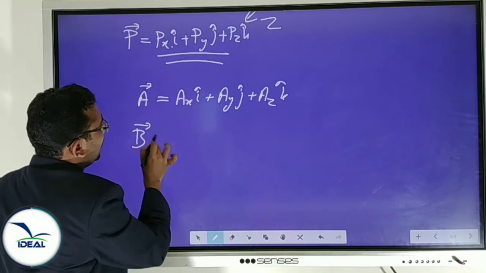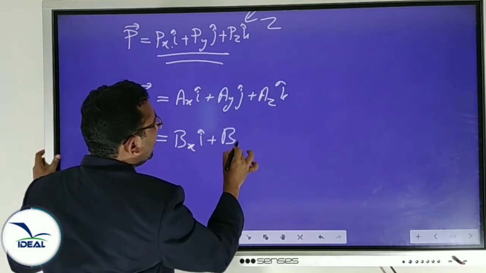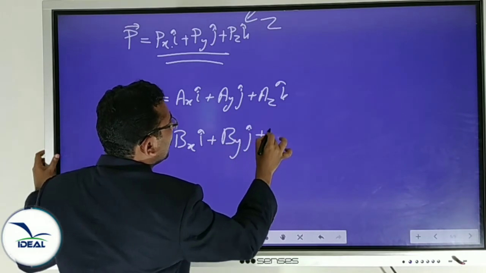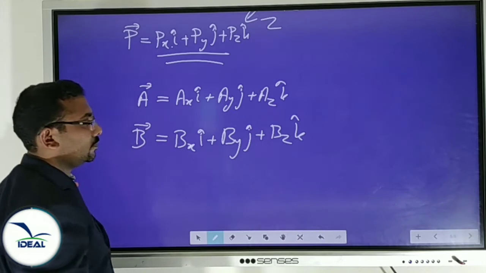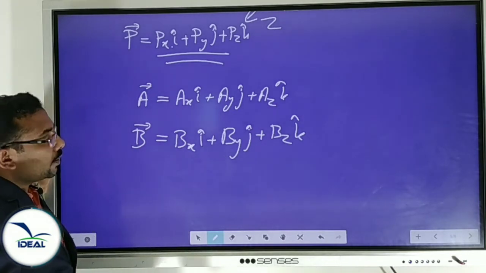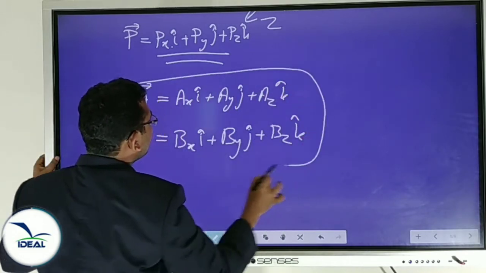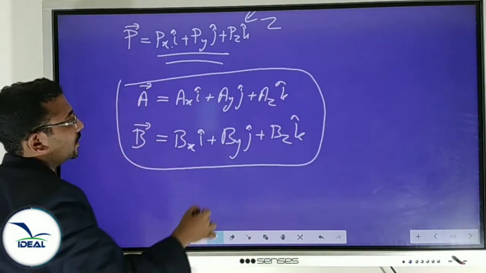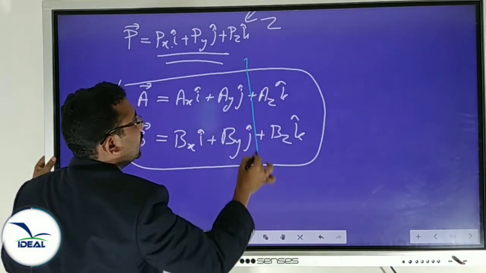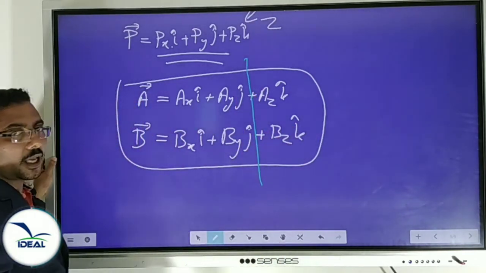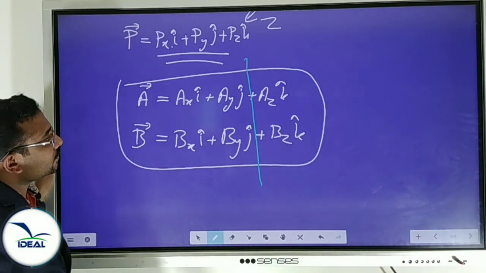Vector b can be written as vector b equal to bx i cap plus by j cap plus bz k cap. This is the method of representation of vectors in 3 dimensions. If it is in 2 dimensions, we can cut this z portion, that is k cap, which represents the direction of z.